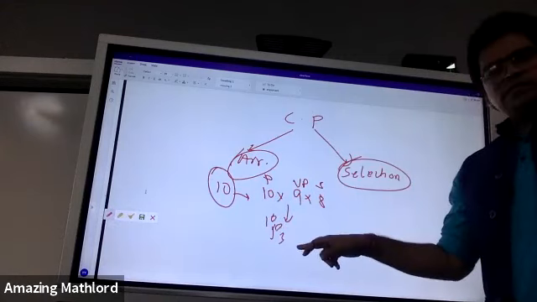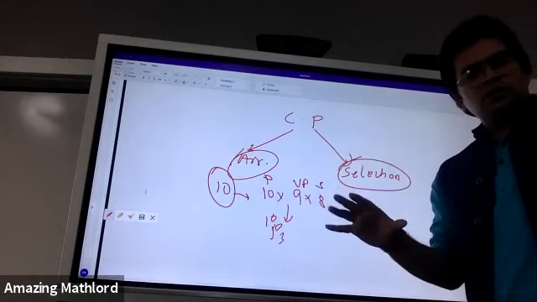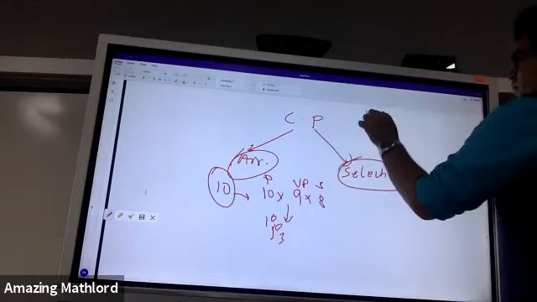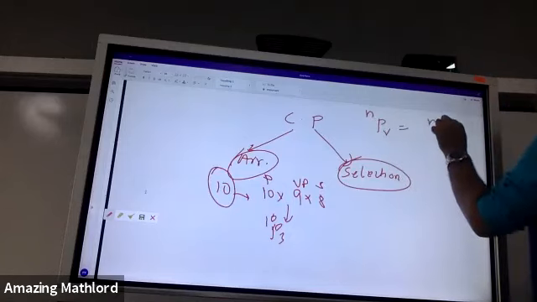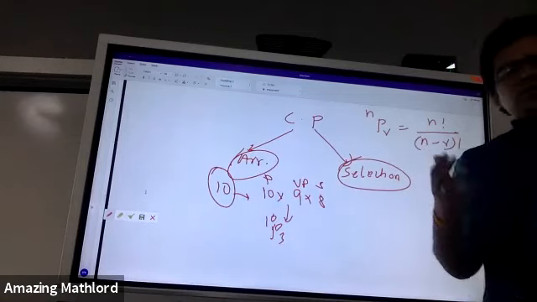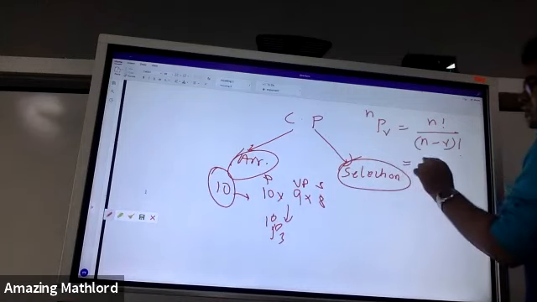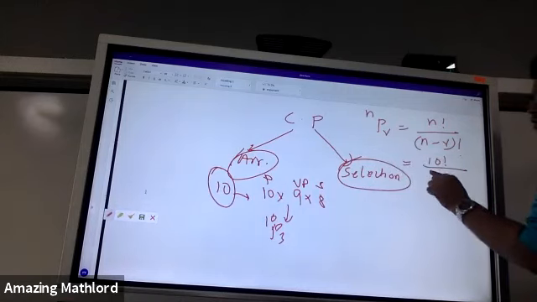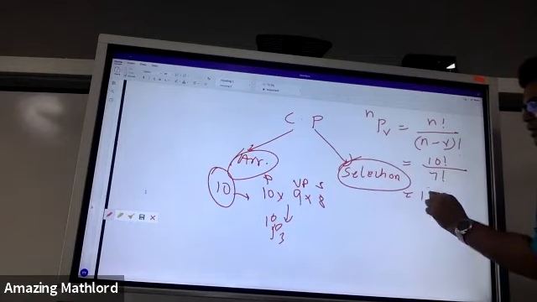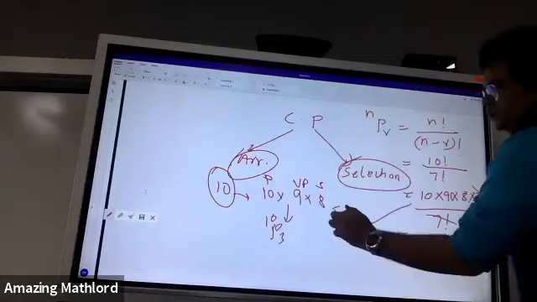Here 10P3 means from 10 people you're choosing 3 people, but in a particular order. This is what I can decode. And if you see, the definition of nPr is n factorial over n minus r factorial. If I do this, from 10P3, it will be 10 factorial over 7 factorial. So it will be 10, 9, 8 times 7 factorial upon 7 factorial. So this gets cancelled and you get the same answer.